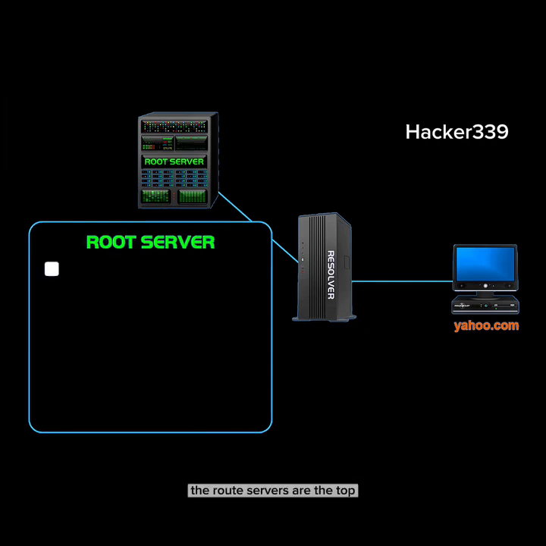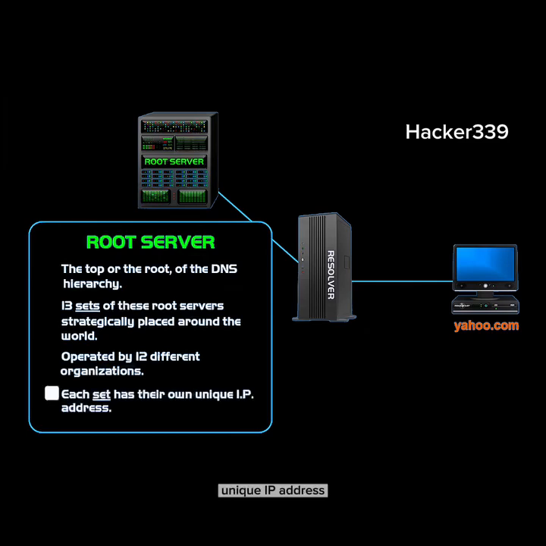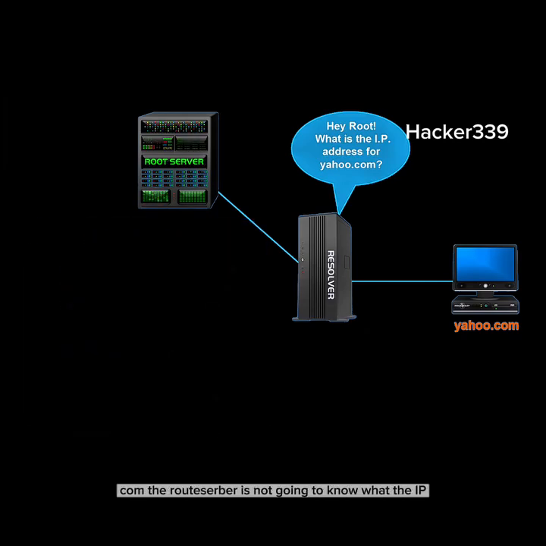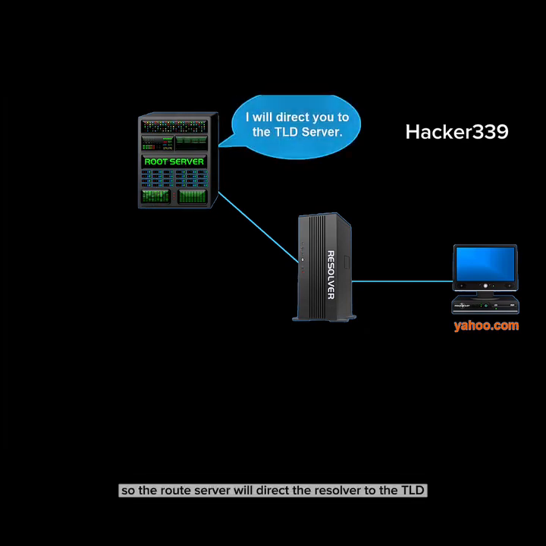The root servers are the top or the root of a DNS hierarchy. There are 13 sets of these root servers, and they are strategically placed around the world, and they are operated by 12 different organizations. And each set of these root servers has their own unique IP address. So when the root server receives the query for the IP address for yahoo.com, the root server is not going to know what the IP address is. But the root server does know where to send the resolver to help it find the IP address. So the root server will direct the resolver to the TLD or top-level domain server for the .com domain.